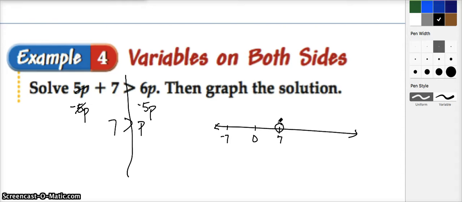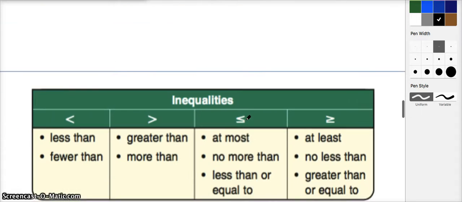I'm going to have an open circle at 7, and since p is less than 7, I'm going to shade to the left, because that's where all the values that are less than 7 are located. Are you guys following me? I'm hoping this makes sense. Let me know if it's not.